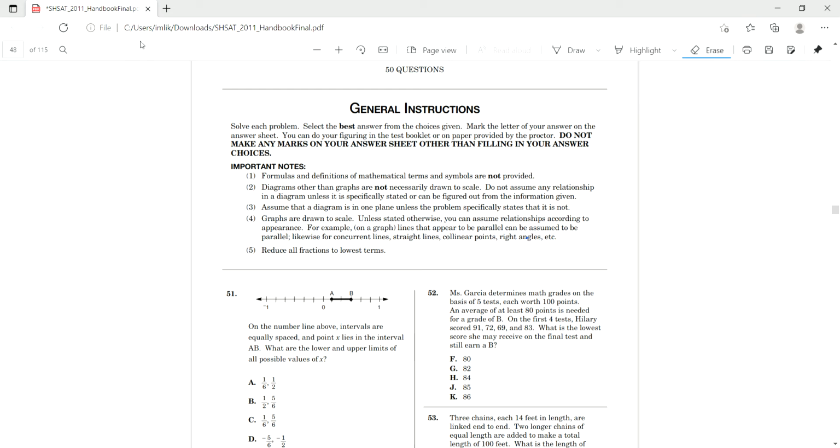Hello everyone, and welcome back to another SHSAT review. Today we'll be reviewing 11 word problems from the 2011 SHSAT Student Handbook.